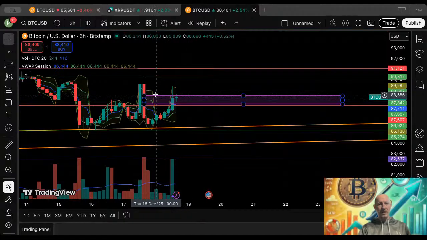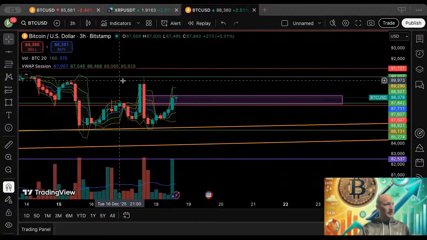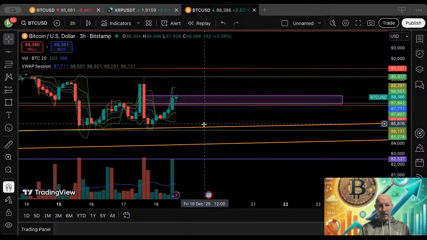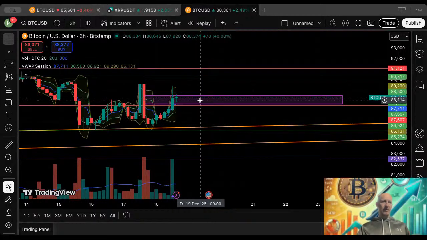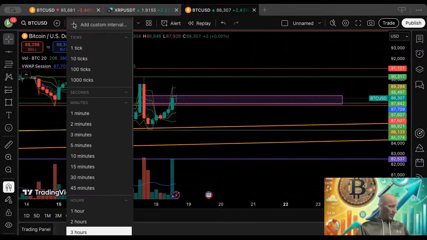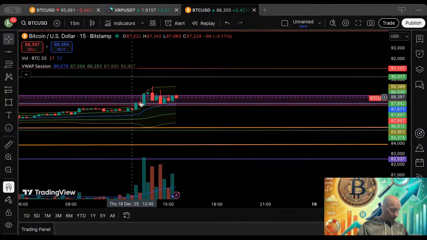This purple rectangle right here on the screen is an area where we're going to get acceptance or rejection. It's called a fair value gap, FVG. And when you get into a fair value gap like this, you've got to go down to the lower time frame and let them duke it out on the lower time frame here.